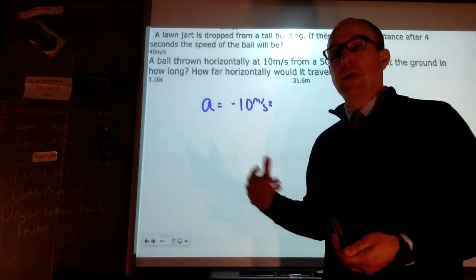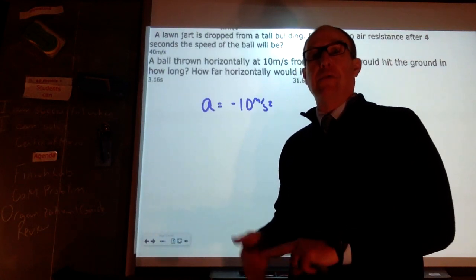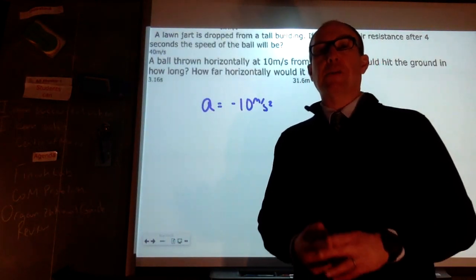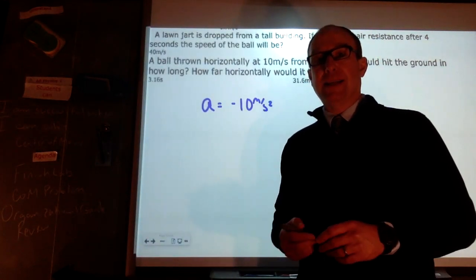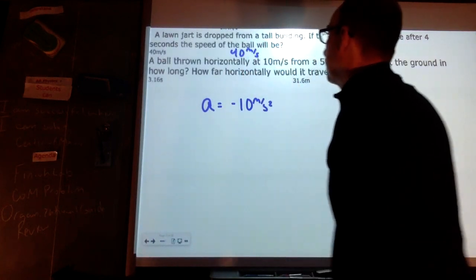After 1 second, it would be going negative 10. After 2, it would be going negative 20. After 3, negative 30. And after 4, negative 40. But they're asking for speed, which is a scalar, so the magnitude would only be 40 meters per second.